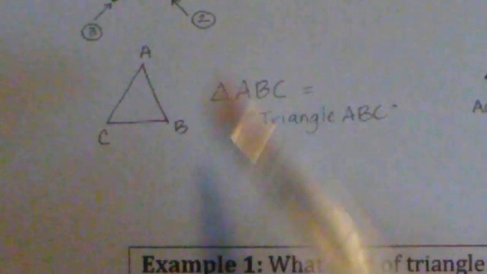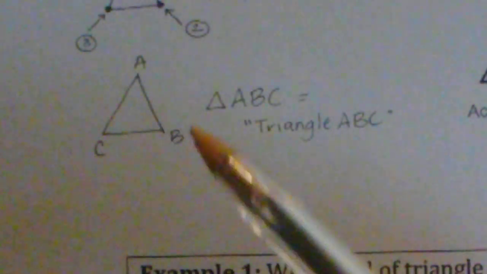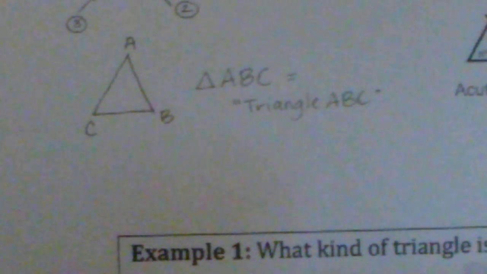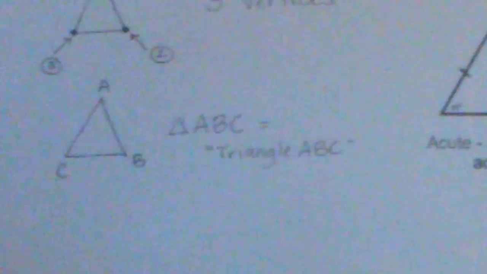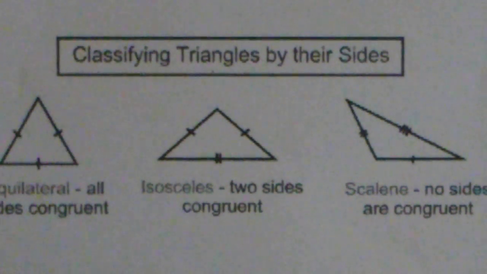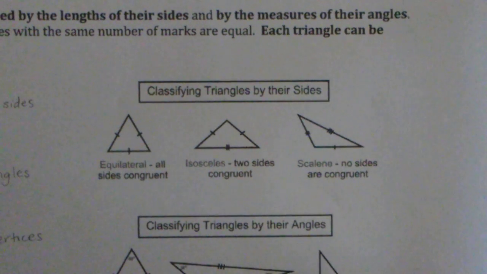And it uses this terminology. Triangle ABC refers to this triangle. Usually they like to put it in, well, they don't always put it in alphabetical order. Anyway, those are just some terminology, words that we use in math. Then it gives classifying triangles, and there's 2 different ways they have classifying triangles.